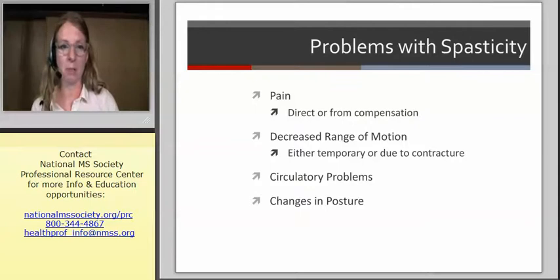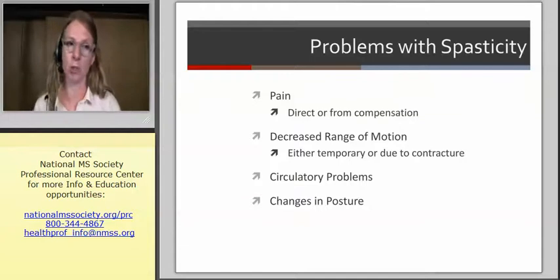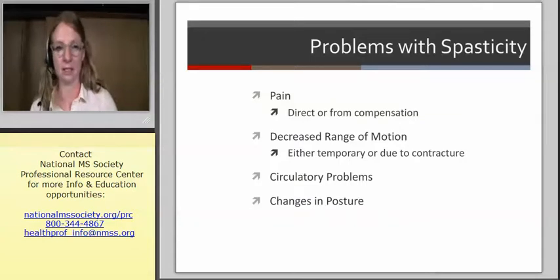And then changes in posture long term. We see this with individuals that have been spastic with severe spasticity, sometimes for a very short period of time, but we definitely see this over long periods of time with individuals that have spasticity.